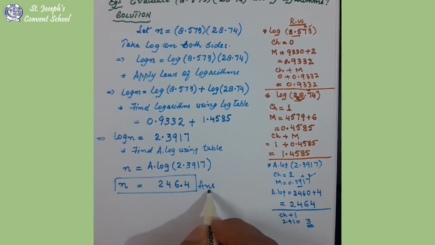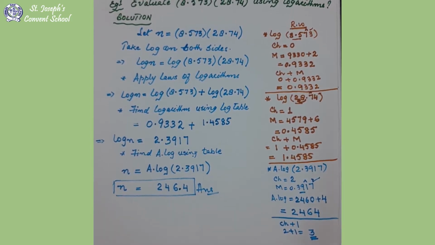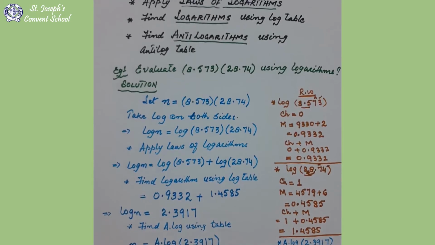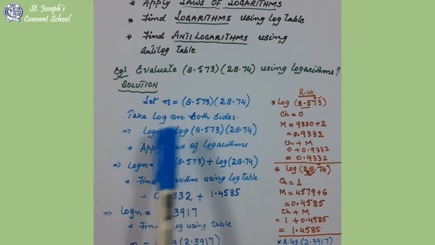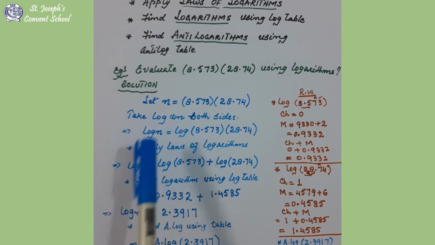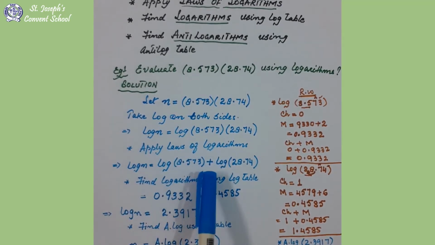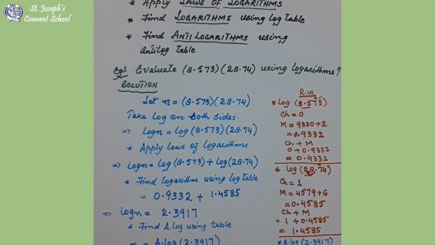Okay, so it's not difficult if you know log, anti-log, and how to find it using the log table. You can easily solve this question. Just go step by step. Suppose the question equals n, take log on both sides, then apply laws of logarithm. Product sign will change into plus sign. Then find logarithm using log table. So you can find it directly also, or I have solved it in the rough way.